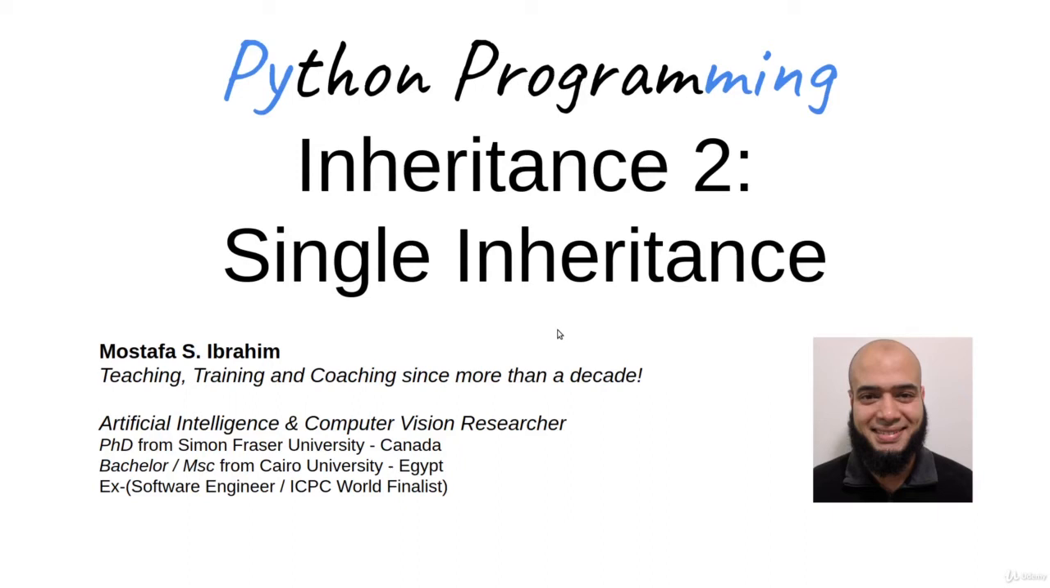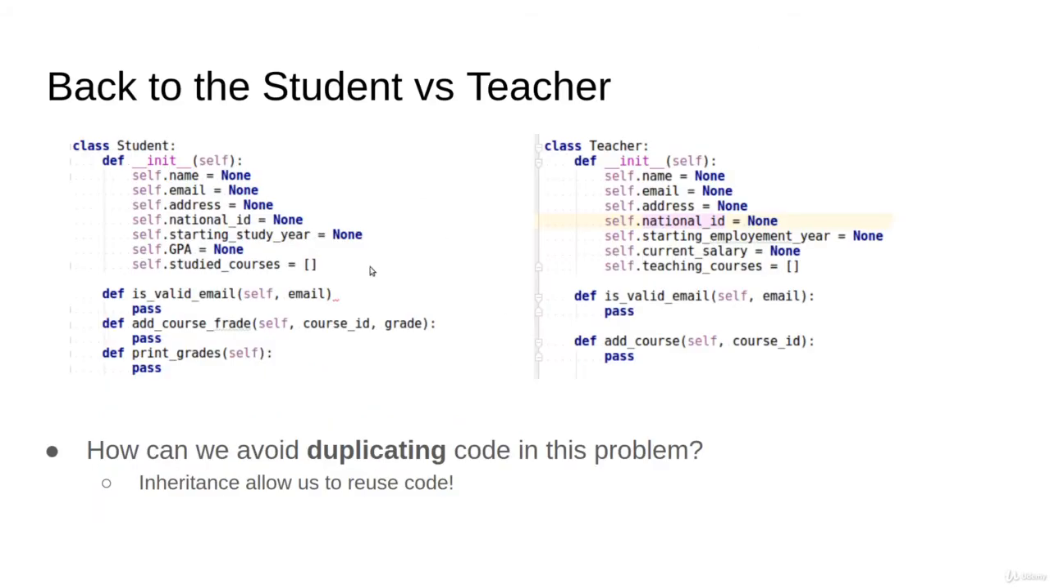Let's learn what is inheritance. The most common paradigm for inheritance is what we call single inheritance, and later we will know about the multiple inheritance. Going back to the problem, we referred that there is something common and there is something unique, and we ended up duplicating the code and would like to solve this problem.